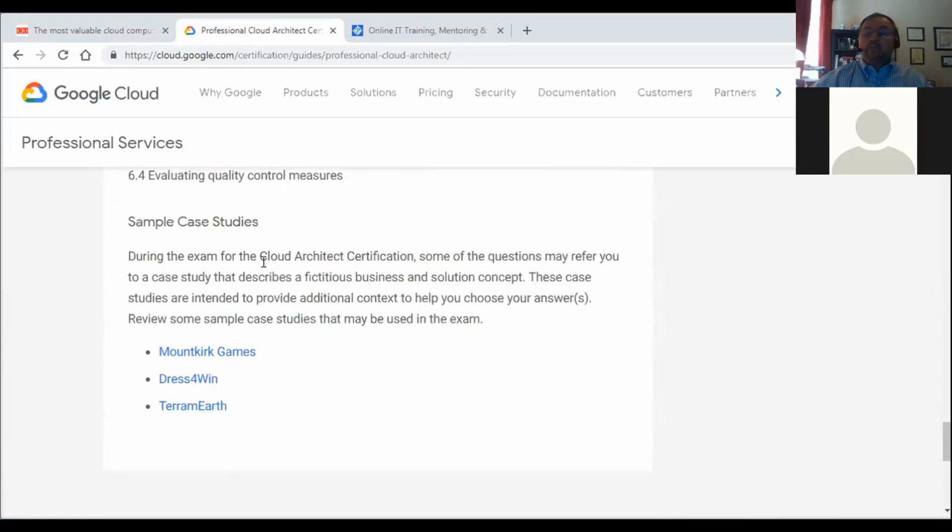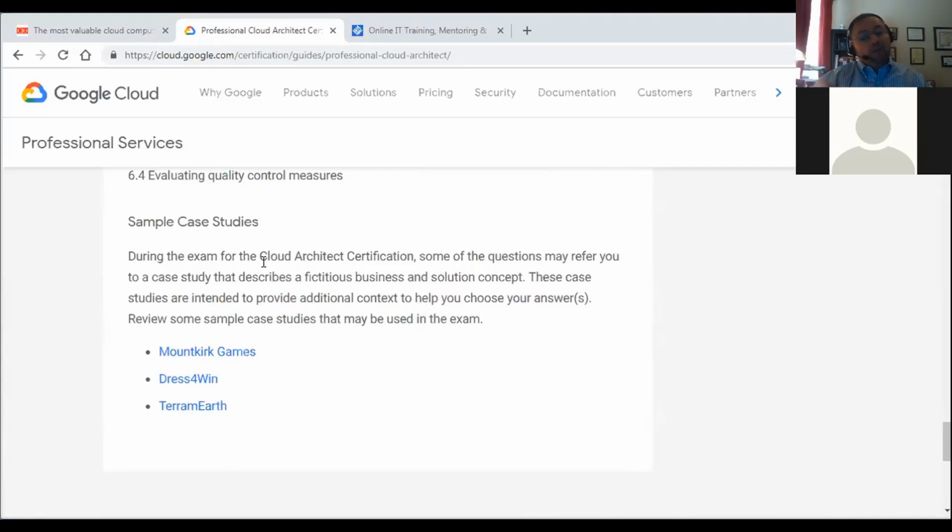Okay, now here is where you need to spend some time before you take the exam. The first is Mount Kirk Games, Dress for a Win, and Terram Earth. These are the 3 case studies you need to know before you take the exam. Now, when I say you need to know, you need to spend some time before you take the exam, get familiar with the case studies. This will save you some time taking the exam.